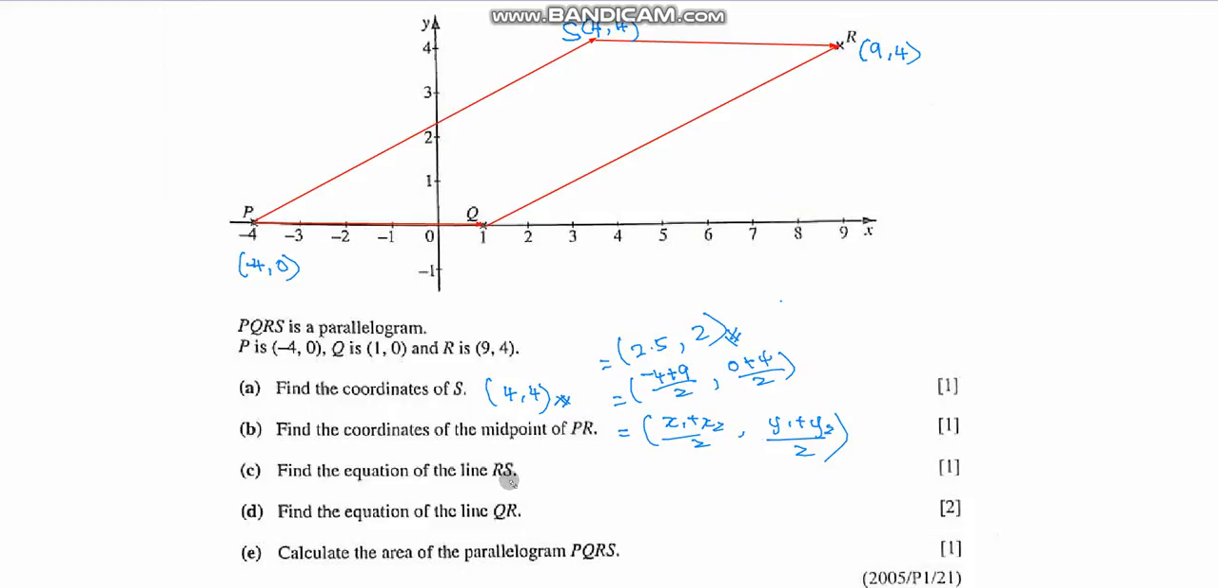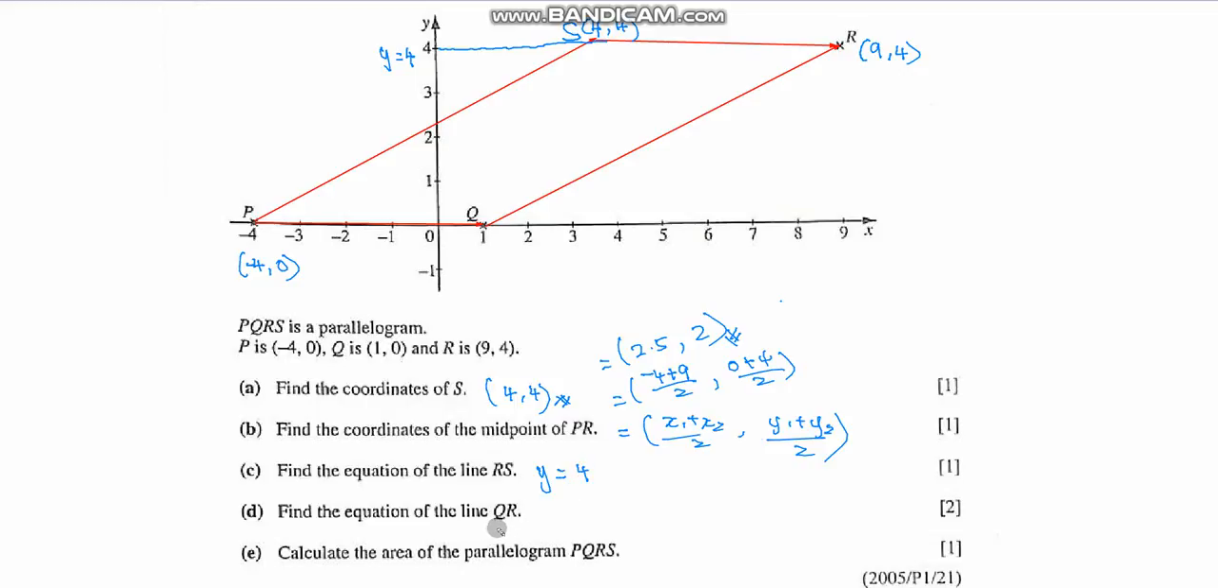Find the equation of RS. RS is a horizontal line. It is 4. The line will pass through y equal to 4. Okay, this line will pass through the point y equal to 4 on the y axis. Therefore, the line RS, as I said earlier, will pass through y equal to 4. Then the equation of the line is y equal to 4.